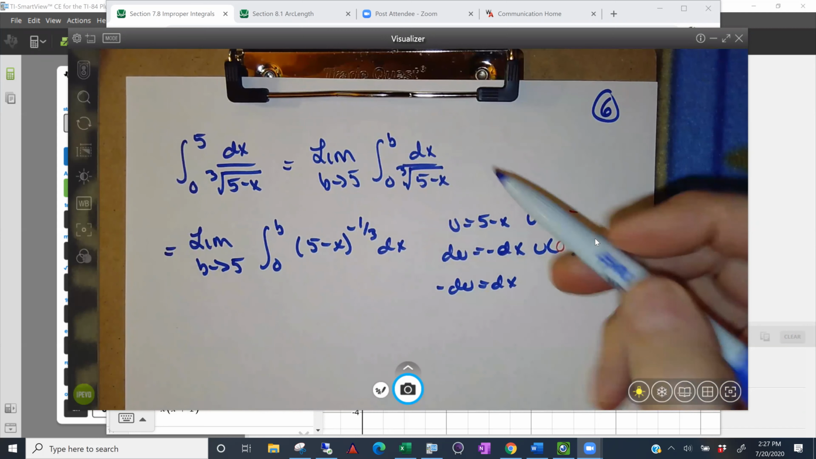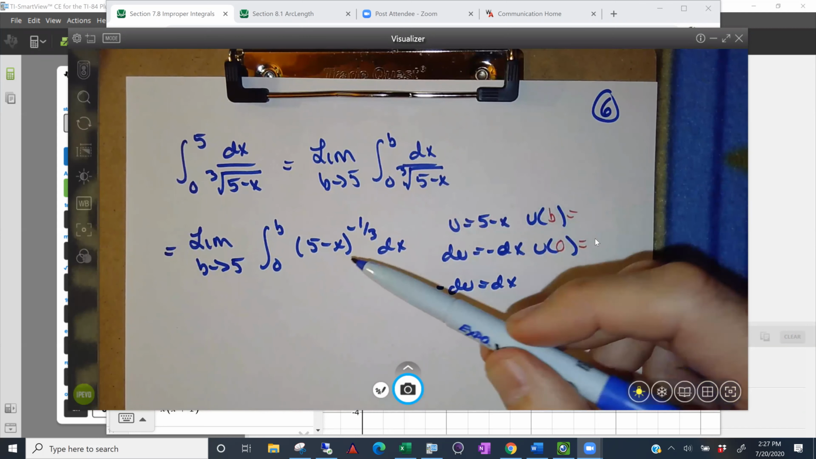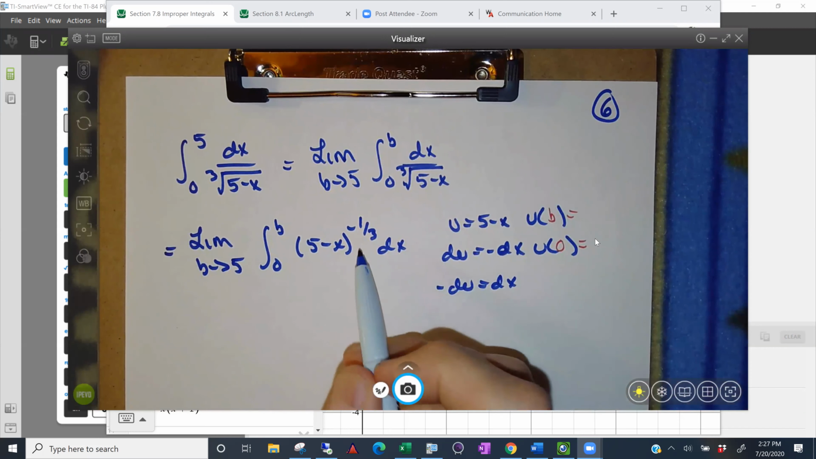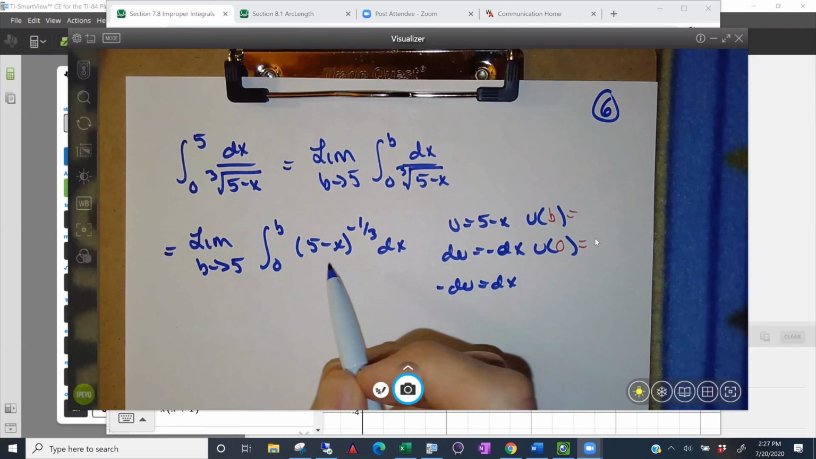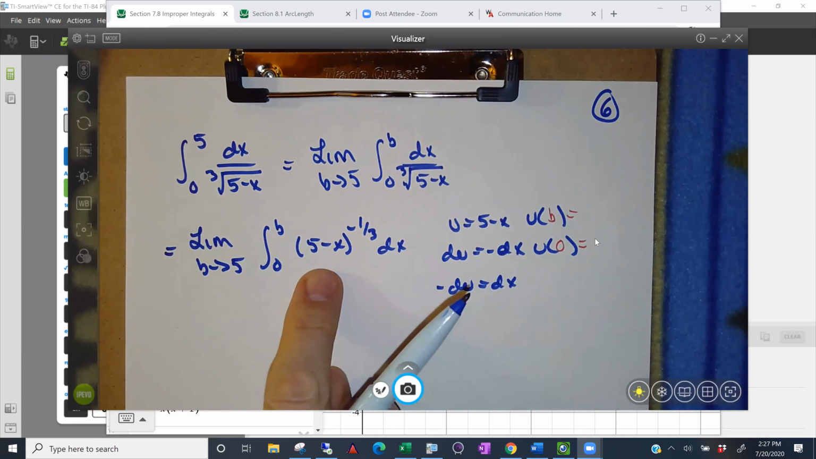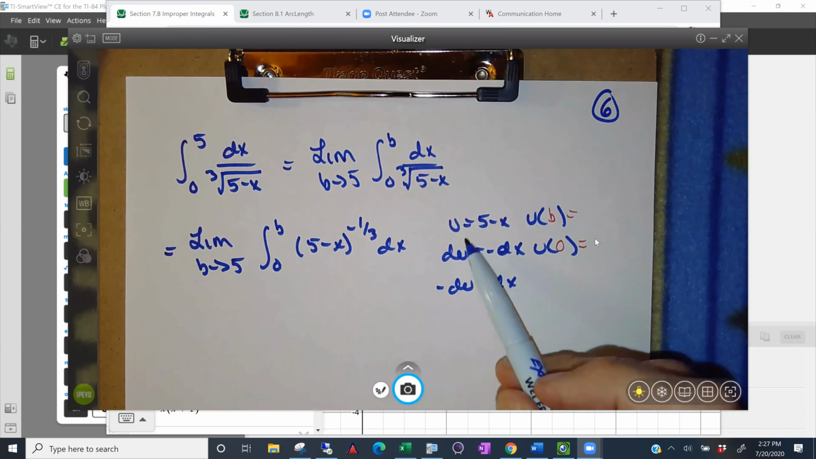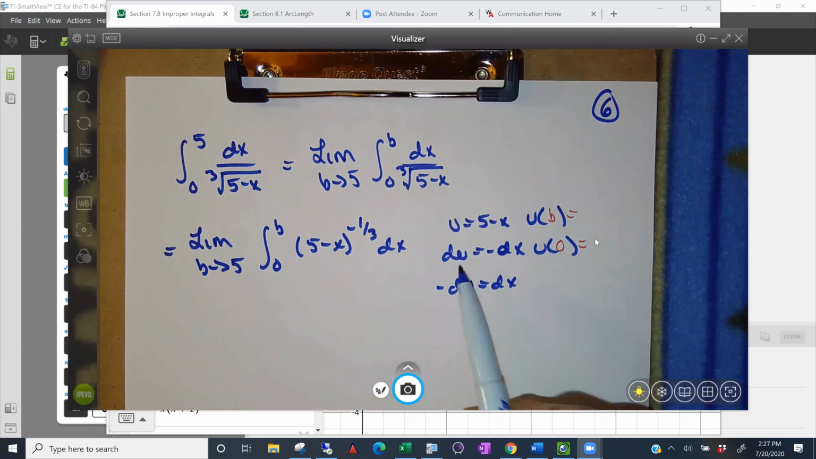So the first thing I would do is I'd rewrite this using rational exponents. So 5 minus x to the negative 1/3. And then, when du equals dx with your substitutions, you can kind of integrate these by thinking. But if you let u equal 5 minus x, du doesn't quite equal dx. It's a little negative sign that we've got to deal with. So dx equals negative du.